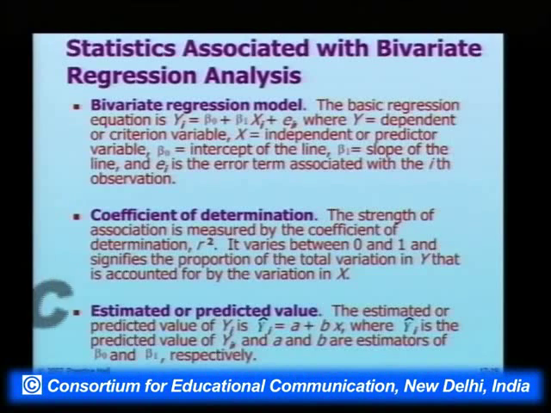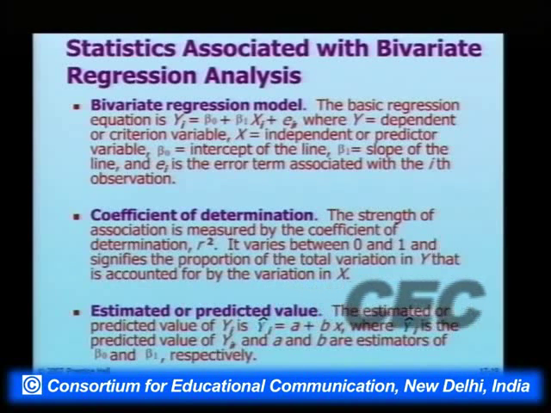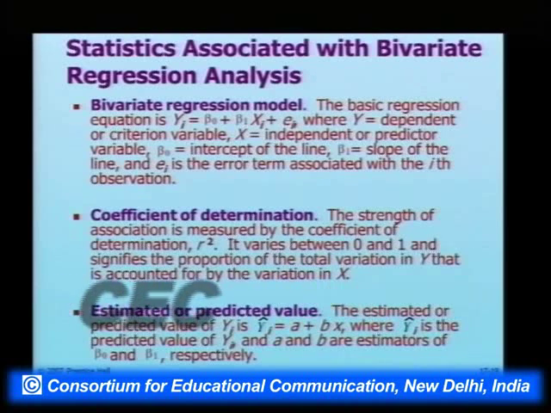Now, the bivariate regression model. Bivariate, as the name suggests, means a regression between two variables. One will be called the independent variable and the other will be the dependent variable. Like we recently discussed, the attitude towards the city and the duration of residence in the city. The equation is given by the dependent variable Y_i equal to beta naught plus beta 1 X_i plus error term. Y is the dependent variable and X is the independent variable. Beta naught is the constant and e is the error term associated with the ith observation.